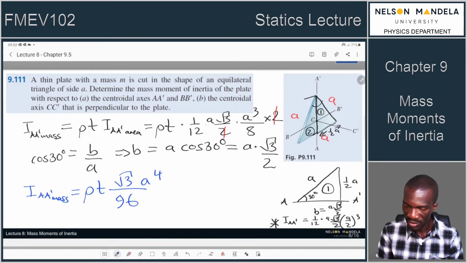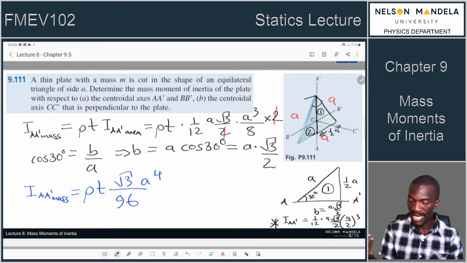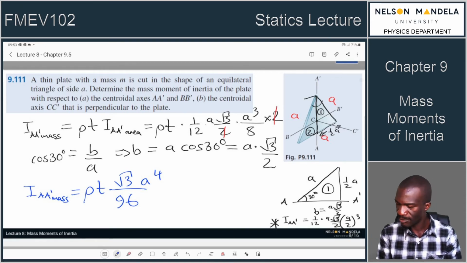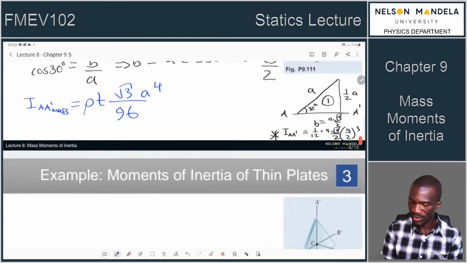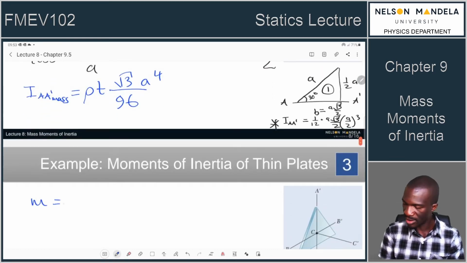Determine the mass moment of inertia. Okay, so we can actually write it in terms of mass, in terms of m. What is m? How can we get m in this case? We know that m is simply equal to rho multiplied by volume. So what is our volume? Our volume is area multiplied by thickness.